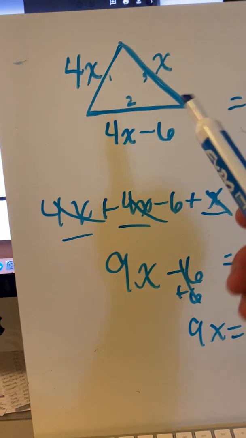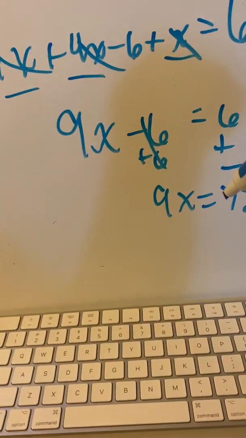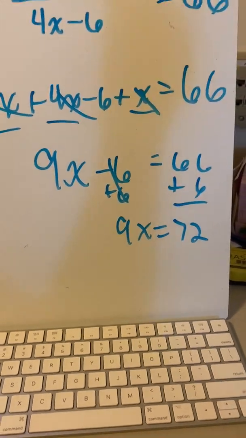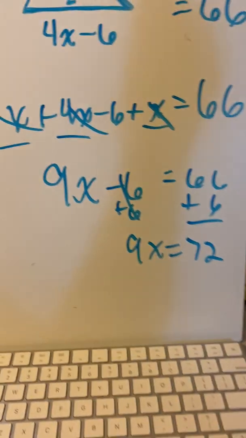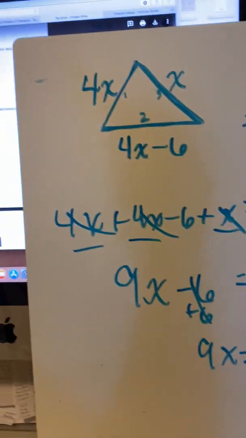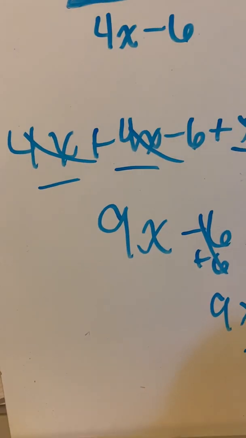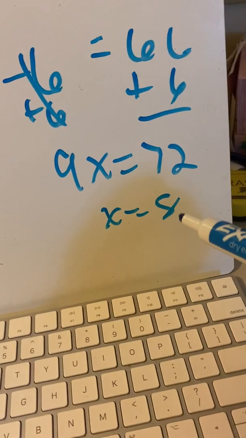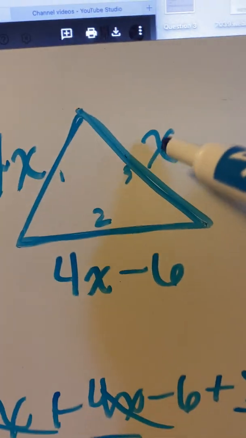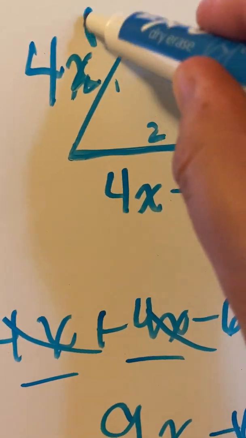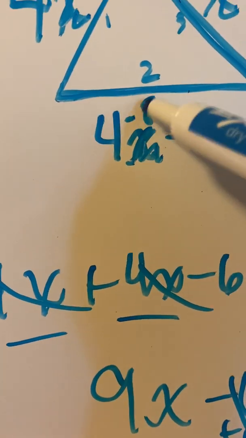Okay, with this right here, we found out that it comes down to 9x is equal to 72. Obviously, x is equal to 8. They're not asking for x. They're asking for the measure of each side. That means you've got to take the x equals 8, take the x, change it into an 8. Change this into an 8. Change this into an 8.